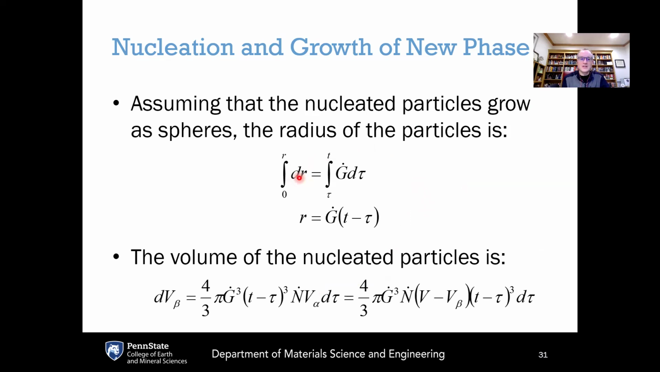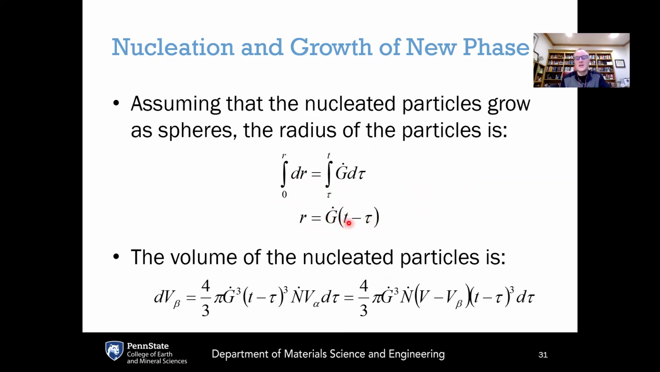Now, assuming that the nucleated particles grow as spheres, the radius of the particles then is simply we integrate the dr from 0 to r, and this would be integrating our rate here, G dot, from tau, from this time where the nucleus forms, to some new time t, integrated over tau. And if we integrate both sides of this equation, what we get is r on the left-hand side, and then G dot times t minus tau.